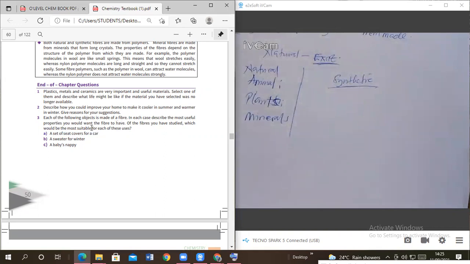Give the fiber to which what? Each of the following objects is made up of fiber. Is a seat cover for a car made up of fiber? Yes. Now, give me, in each case, describe the most useful property that you would want the fiber to have. One is the seat cover of a car. Which type of material would you wish it to have?